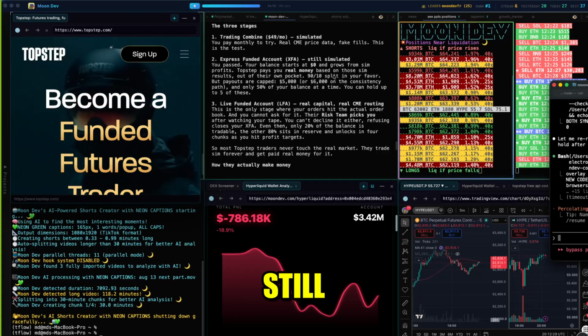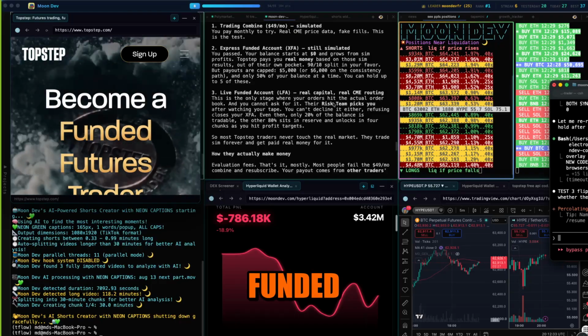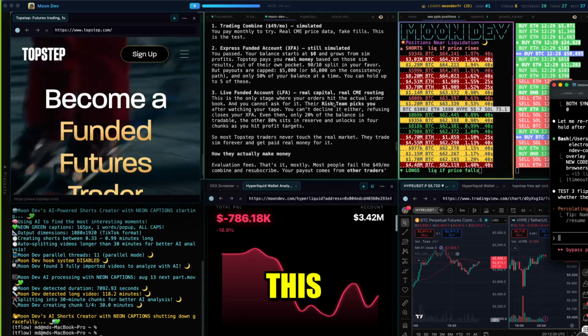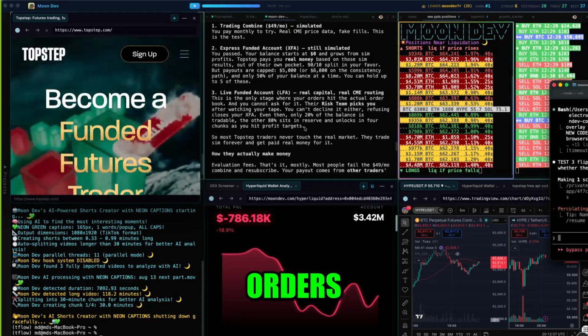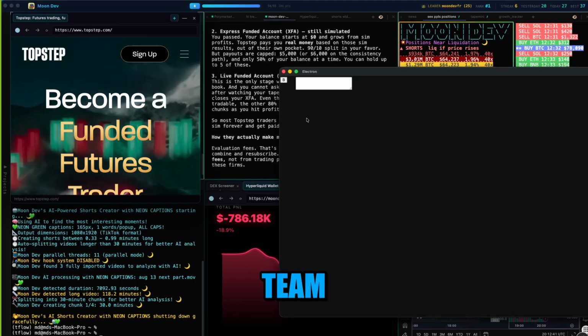Express Funded XFA, still simulated, you pass. Okay, your balance is 0. Live funded account, real capital, real CME. This is the only stage where your orders hit the actual order book, and you cannot ask for it. Their risk team picks it.